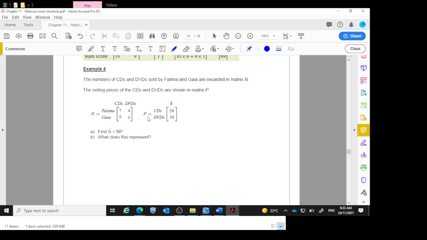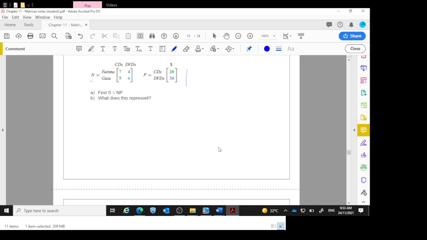Example 4. The number of CDs and DVDs sold by Fatima and Gaia are recorded in matrix N. There they are. The selling prices of the CDs and DVDs are shown in matrix P. Find part A, S, which equals N times P. So I'm going to do S, part A here.